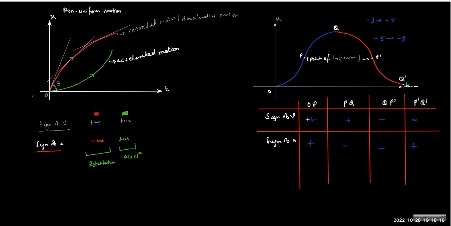You can clearly see the accelerating part will have a similar sign. Can you see that? And the retardation will have the opposite sign. You can see both.